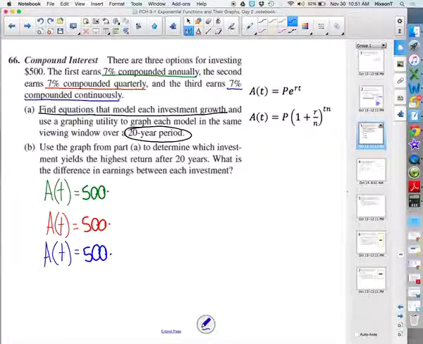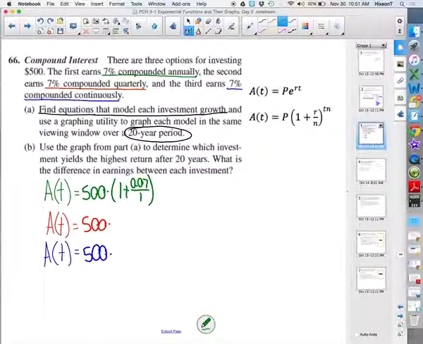But we have three options. The first of these is 7% compounded annually. Let's stop and write a function for that. Which of the formulas are we going to use? The second one, because we're compounding annually, and n would be 1. So we have 500 times 1 plus 0.07 over 1 to the t times 1 power.